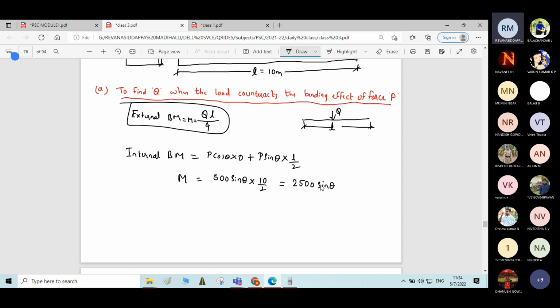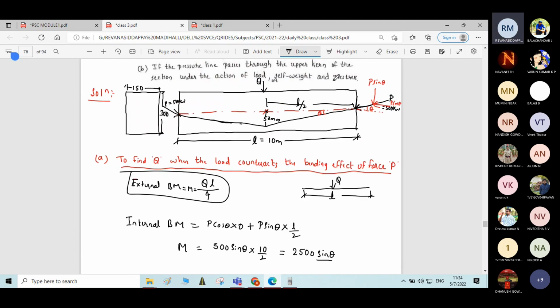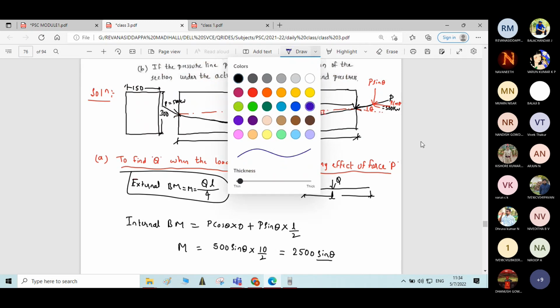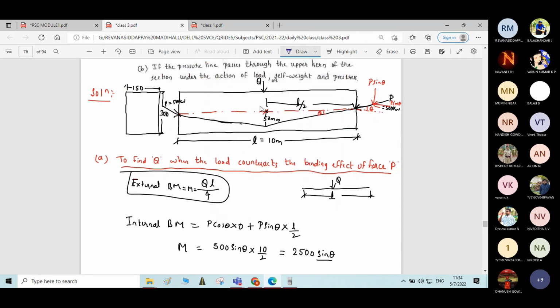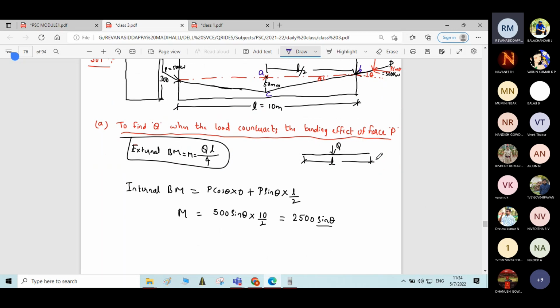Now we want the value of this sin theta, correct? We want the value of sin theta. So you take this triangle ABC. In this right-angled triangle, sin theta is opposite by hypotenuse. Opposite is 50 mm, divided by the hypotenuse. BC is the hypotenuse, correct?